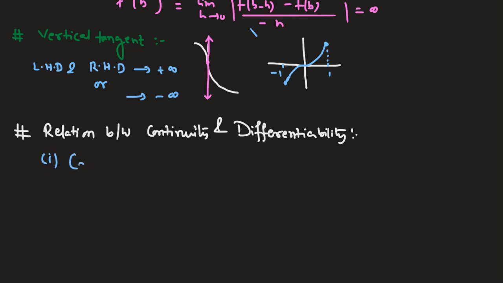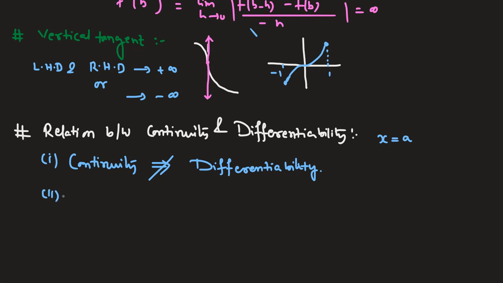Continuity. If a function is continuous at a particular point, continuity does not always imply differentiability at that point. If a function is continuous at a point, it does not mean that it is differentiable at that point. I am considering here the point x is equal to a.